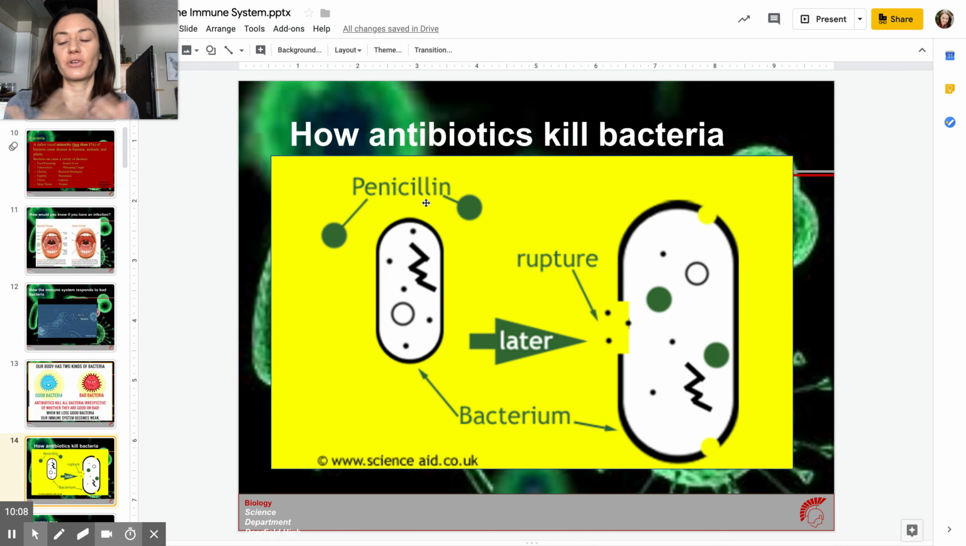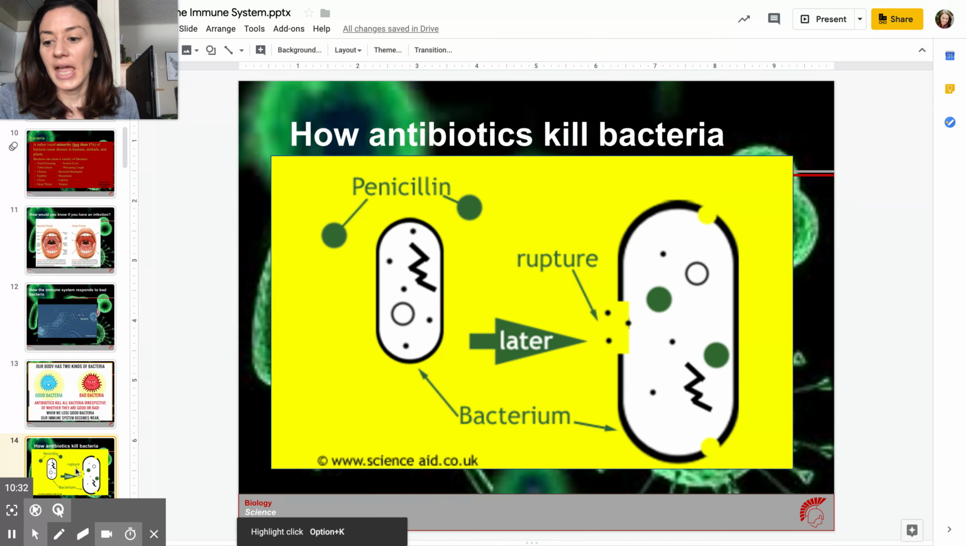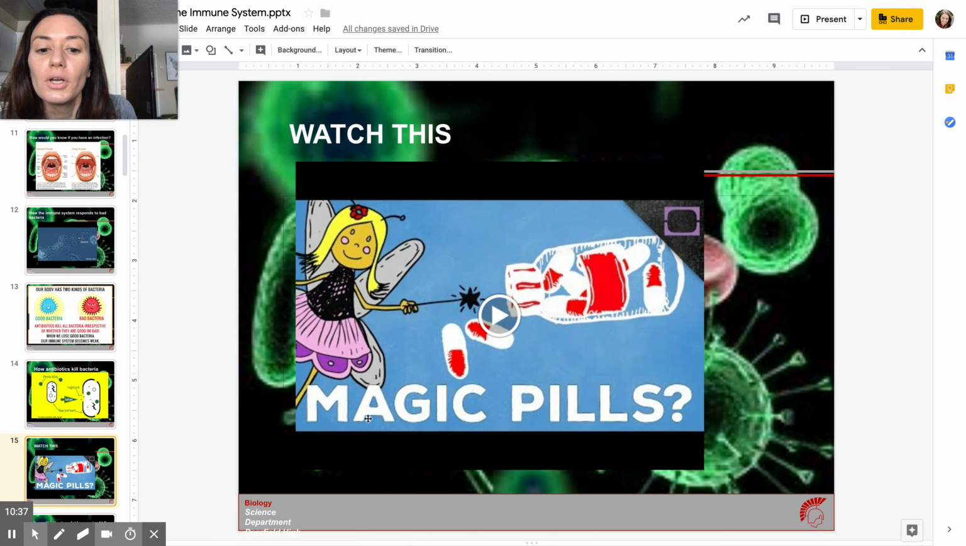Penicillin is one of the first antibiotics discovered by doctors. When you take the antibiotic, what does it do? It goes after every single bacteria cell that has a cell wall, and it's going to rupture it. So it's going to destroy the ability for bacteria cells to exist, right? It's going to destroy everything. And so when it destroys everything, look at what happens. Let's watch this quick video.